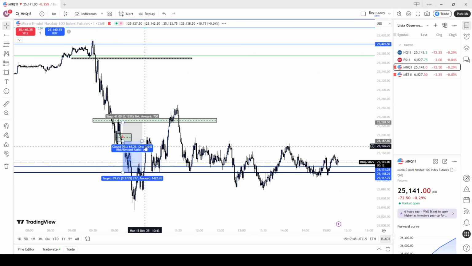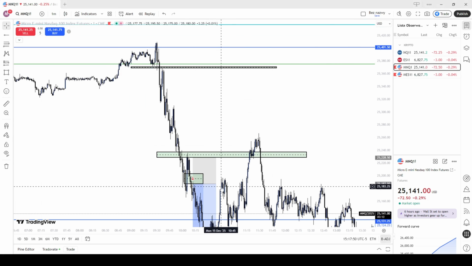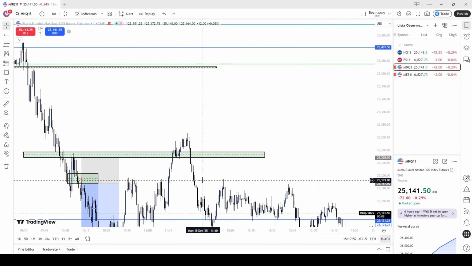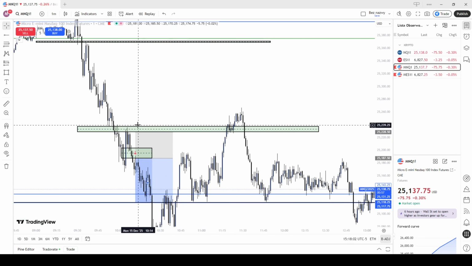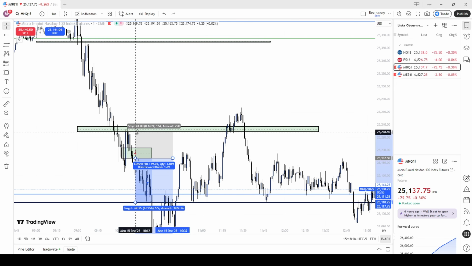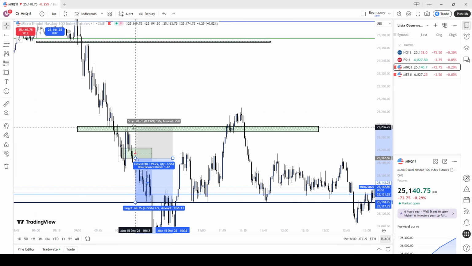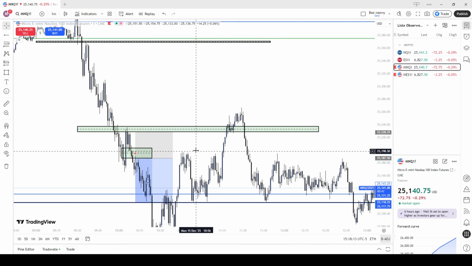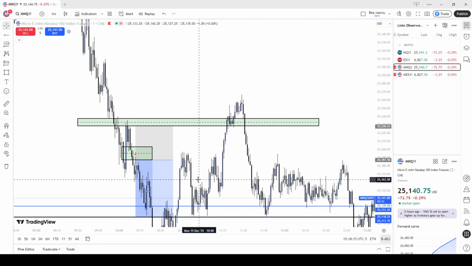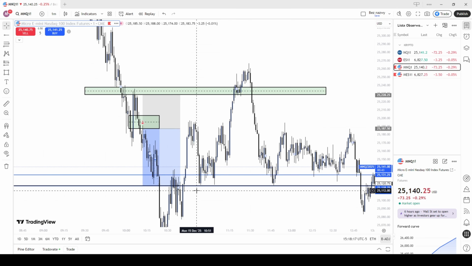I placed my stop loss on the most recent high. As you can see, I probably would have placed it on the top of the fair value gap, but I decided not to, because we created a little high, and the difference wasn't really that big. I was willing to risk it basically.